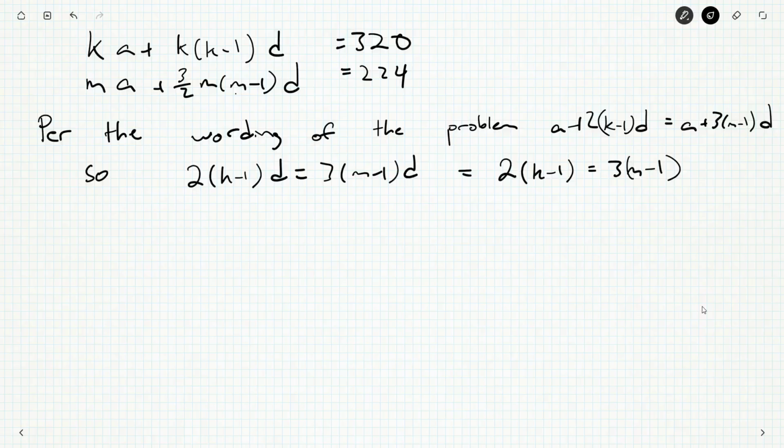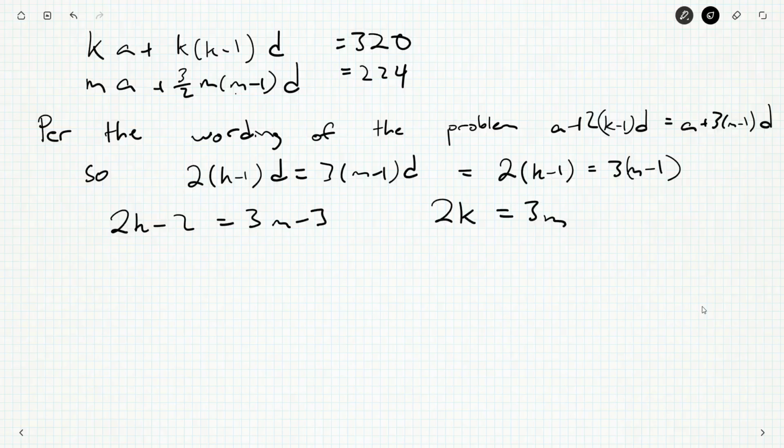And then, so 2k minus 2 is 3m minus 3. Bring one of the ones onto the other side. So 2k is 3m minus 1, or k is 3m minus 1 all over 2. So, I think we can sub that in for k. k minus 1 would then be 3m minus 3 over 2.